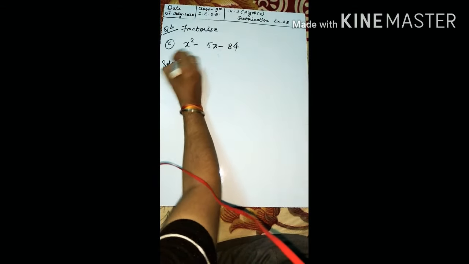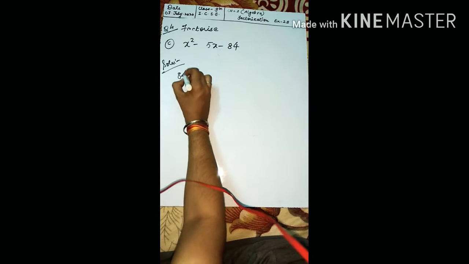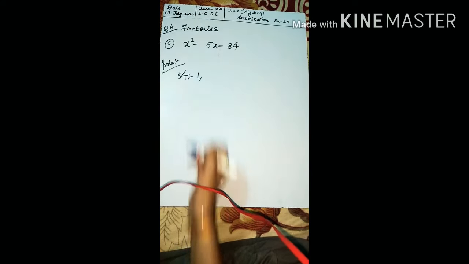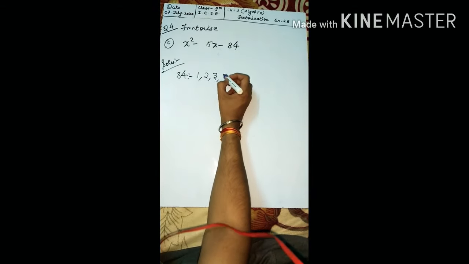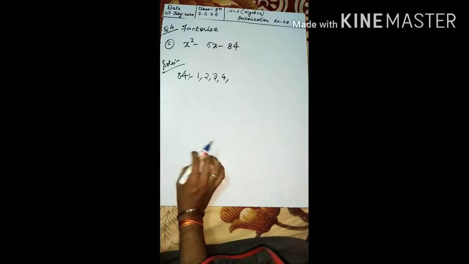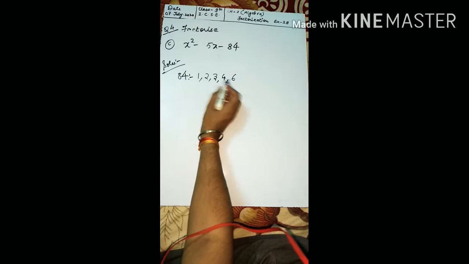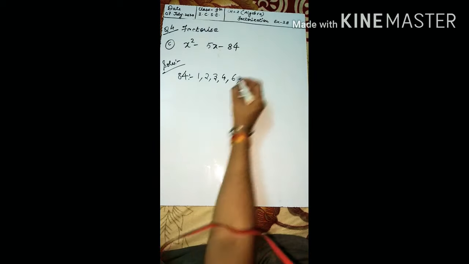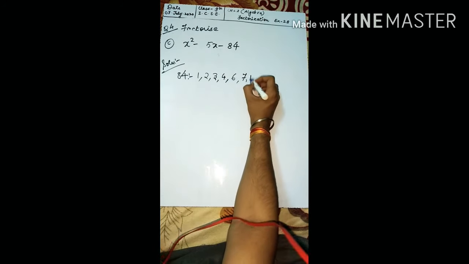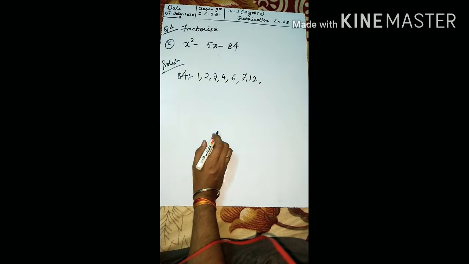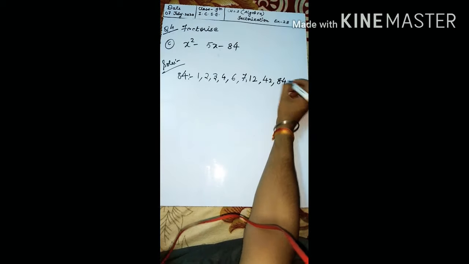You are given x square minus 5x minus 84. Take 84. What are the factors of 84? Let us find. It is 1, then 2, then 3, then 4 also it is divisible. Then 6, because if it is divisible by 2 and 3, then it is also divisible by 6. Okay, 7 also it is divisible, not 8, not 9, 10, 11, but 12. Okay, it is divisible, and then 42 and 84 itself.